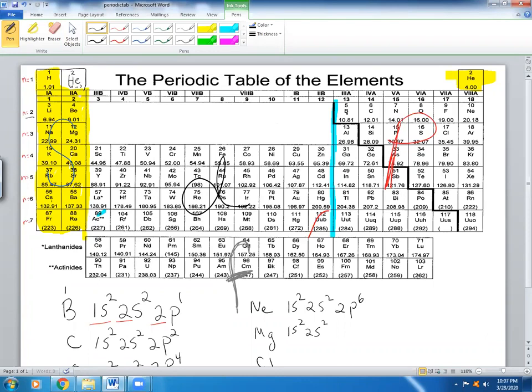Okay, so you have 2 here, that's the P, that's 2P. How many boxes? You have 6. And then 3, which area is this? S. How many boxes? 2. 3S2. Finished.